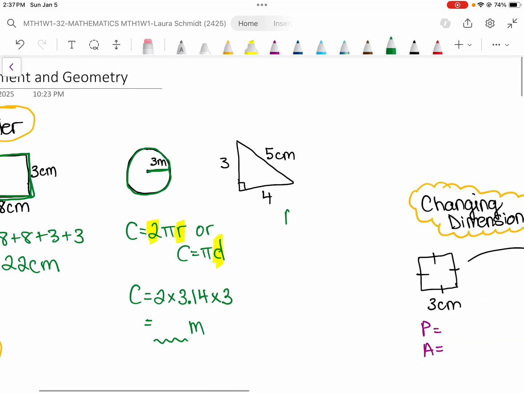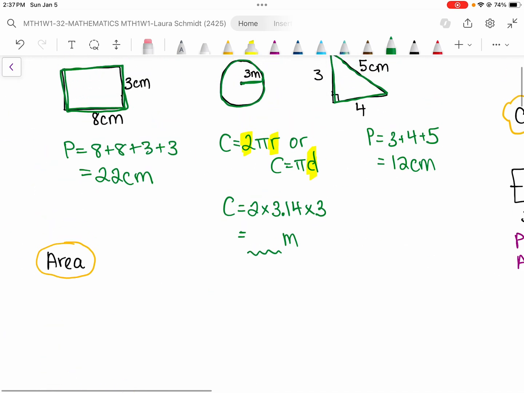And then for a triangle, for a perimeter, we just add up all the sides. We want to get the distance around the shape, so we would just add 3 plus 4 plus 5, which would be 12 centimeters.